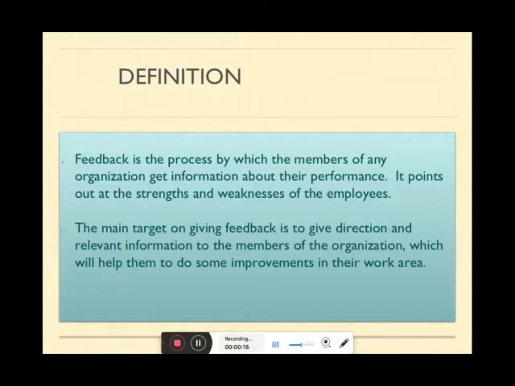Definition. Feedback is the process by which the members of an organization get information about their performance. It points out the strengths and weaknesses of the employees. The main target of giving feedback is to give direction and relevant information to the members of the organization, which will help them to do some improvements in their work area.